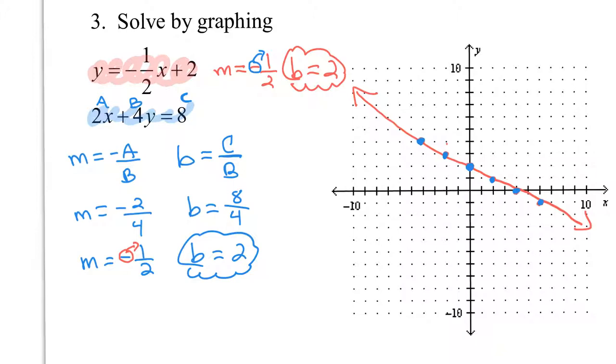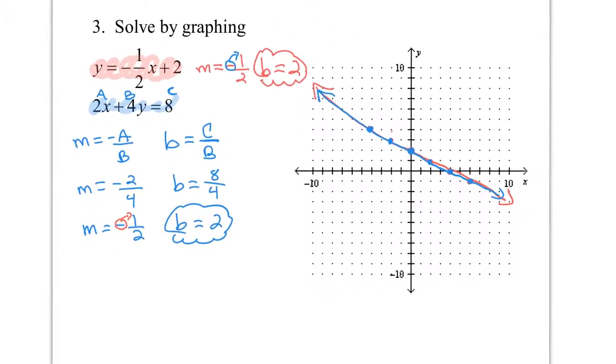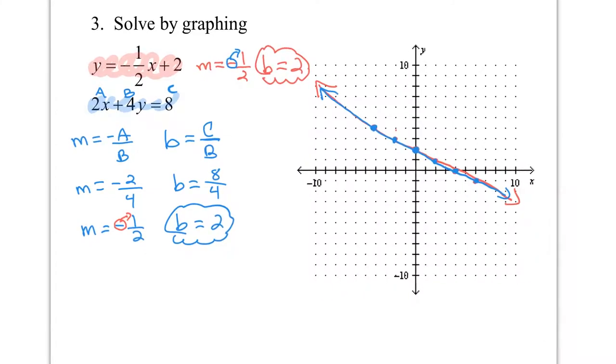What do you notice? The points are the same. They are on top of the red points. So what that means, we have the blue line on top of the red line. So the two lines are the same. They have the same slope and they have the same y-intercept. What does it mean? It means when they are the same line, we have many solutions.